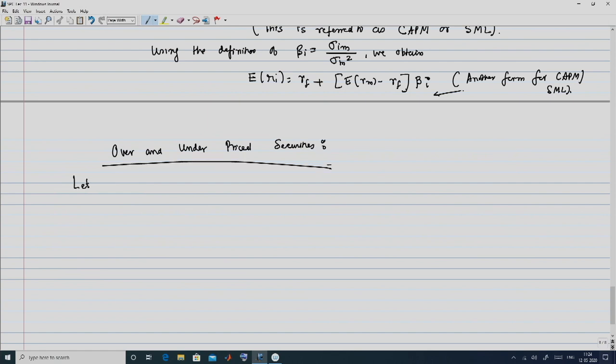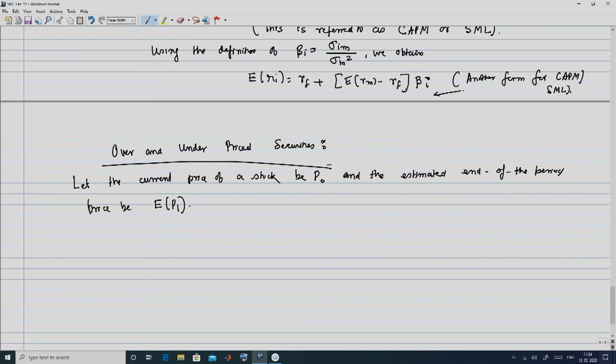So, accordingly, let us look at a simple example. Let the current price of a stock be denoted by P0. Remember that CAPM is in a single period framework. So, accordingly, the estimated or expected end of the period price be given by E of P1. Remember, P1 is a random variable, so you have to take the expectation.